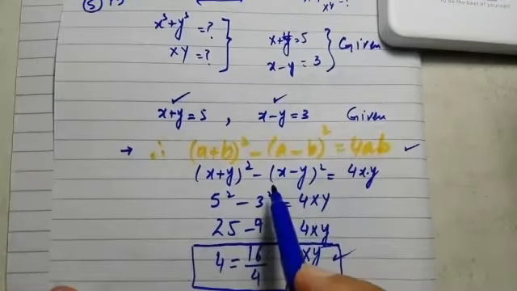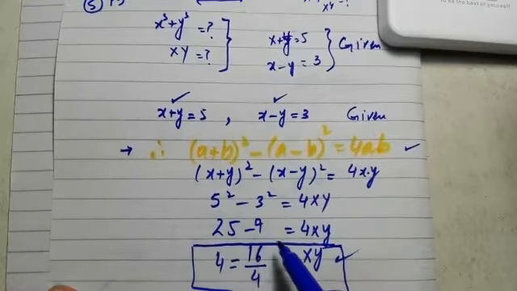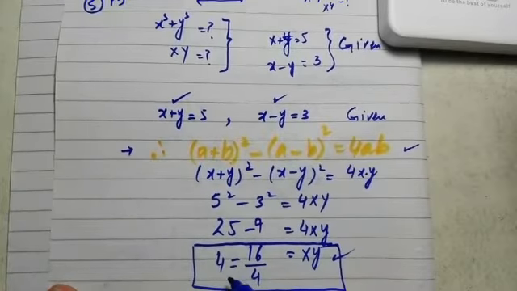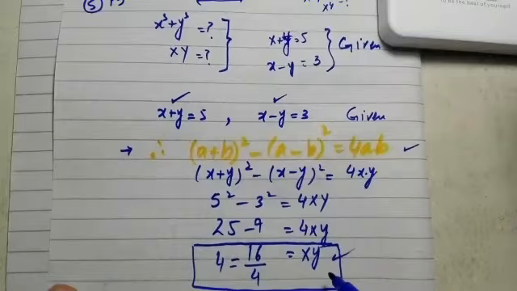By using this formula, we write 25 minus 9, by substituting the values. This will become 16. We need only xy in this part, so you will divide by 4 on the other side, which gives 4. So xy will become equal to 4. This is how you will finish the question.